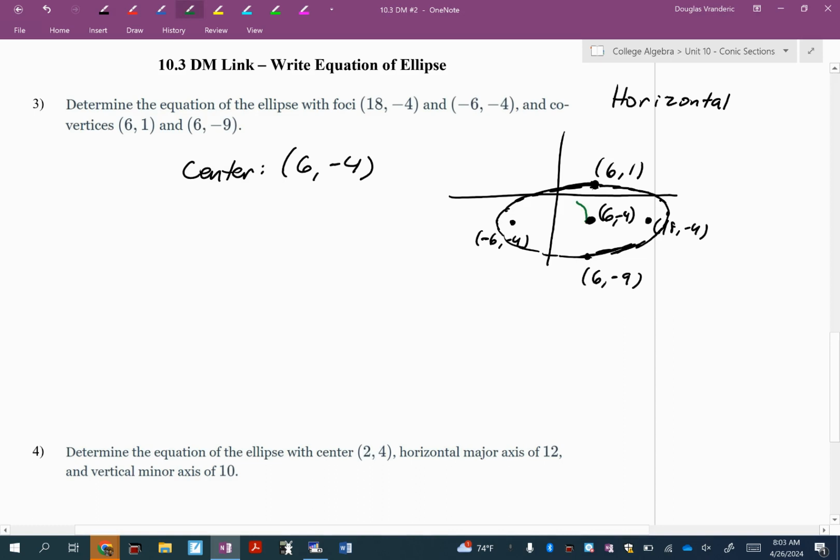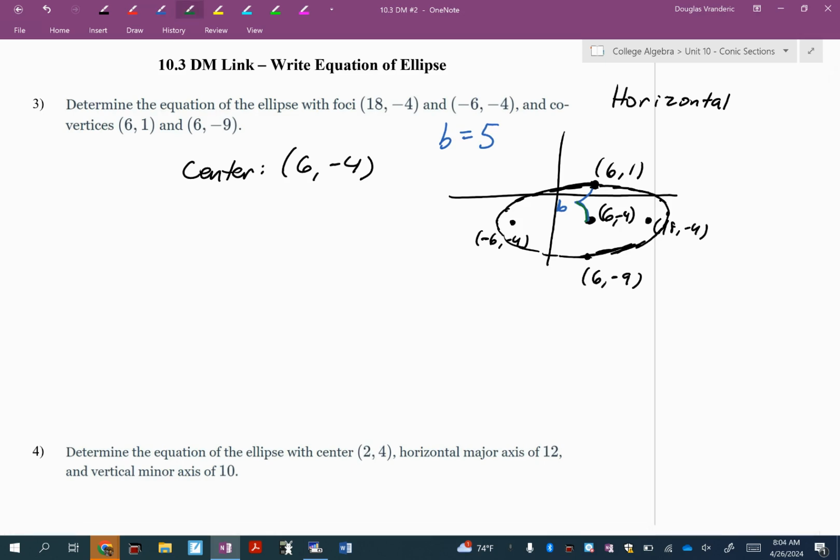Now I can actually find letter B right now. The distance from the center to one of my co-vertices. So which way do you want? I wrote up, but you can also go down. I don't care. What's the distance from -4 to +1 or -4 to -9? Nice. Well done, Jasmine. B is 5.